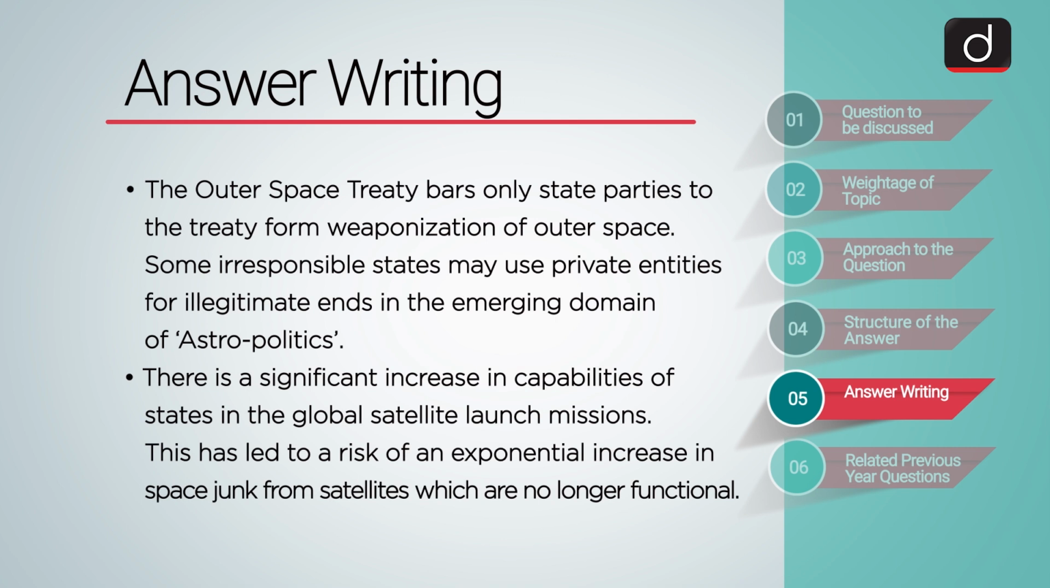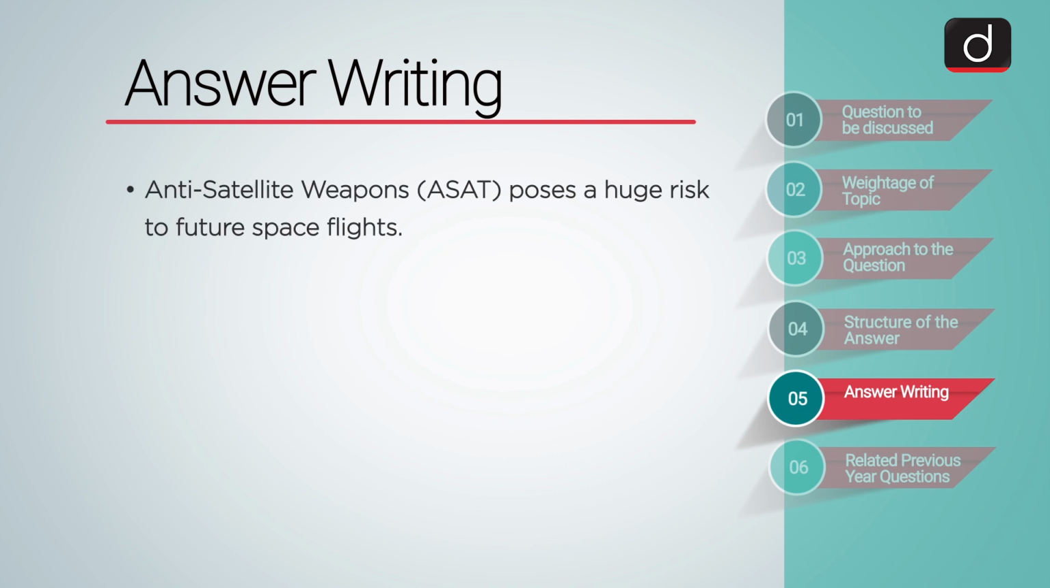The Outer Space Treaty bars only state parties to the treaty from weaponization of outer space. Some irresponsible states may use private entities for illegitimate ends in the emerging domain of astropolitics. There is a significant increase in capabilities of states in global satellite launch missions, and this has led to the risk of an exponential increase in space junk from satellites which are no longer functional. Anti-satellite weapons, or ASAT, pose a huge risk to future space flights.